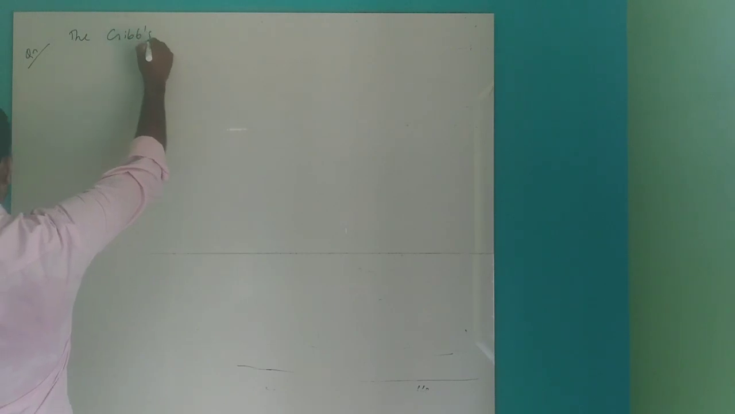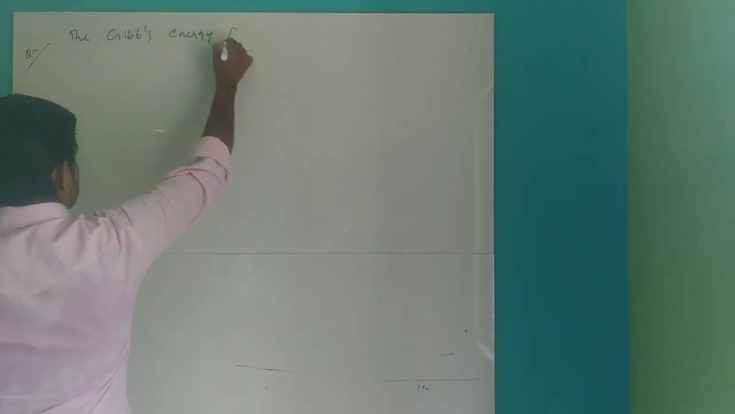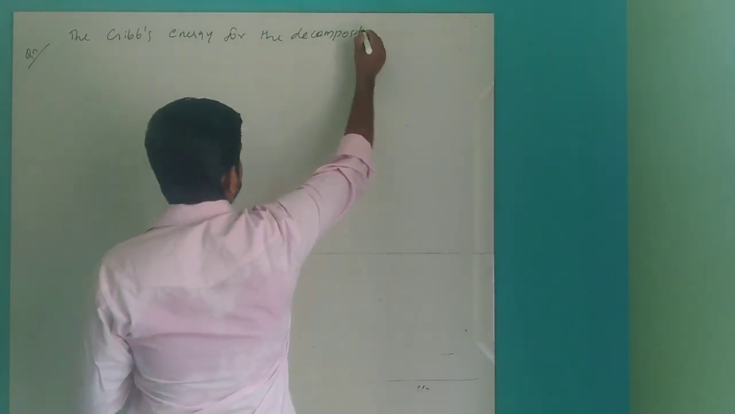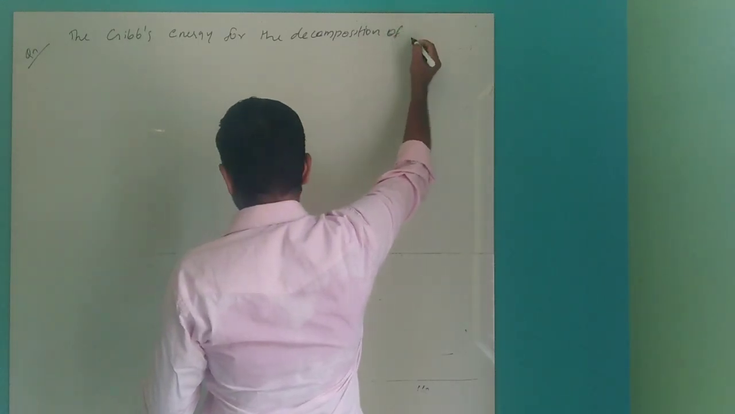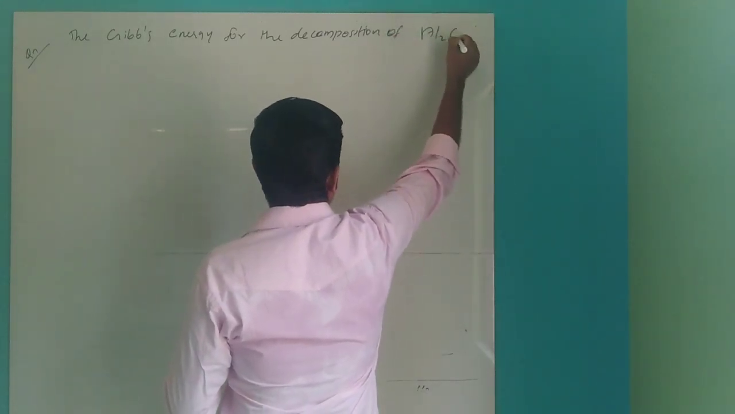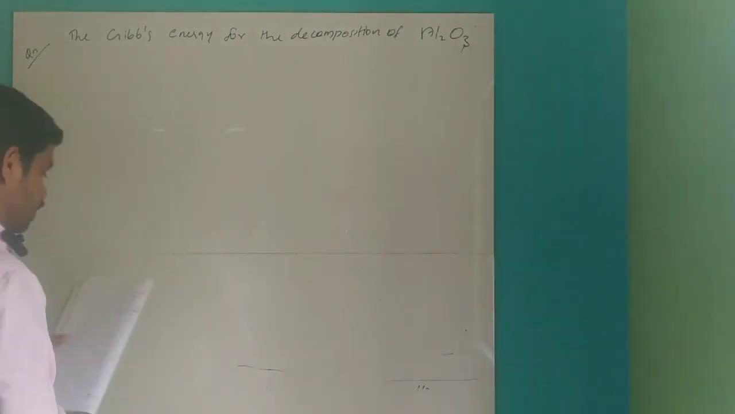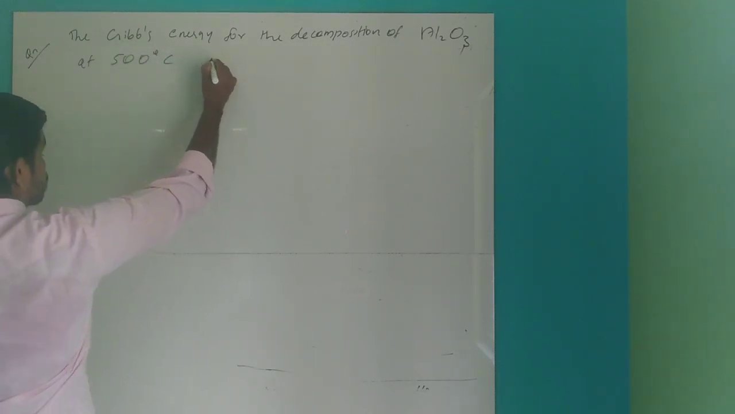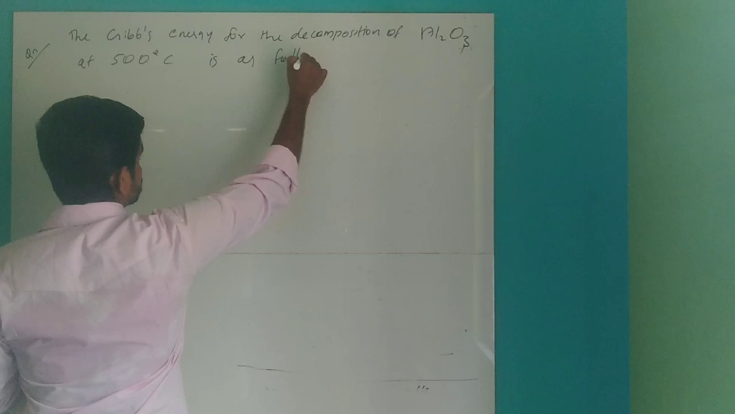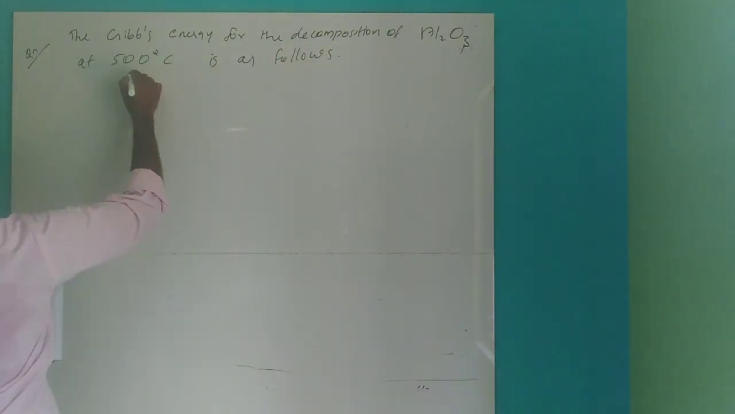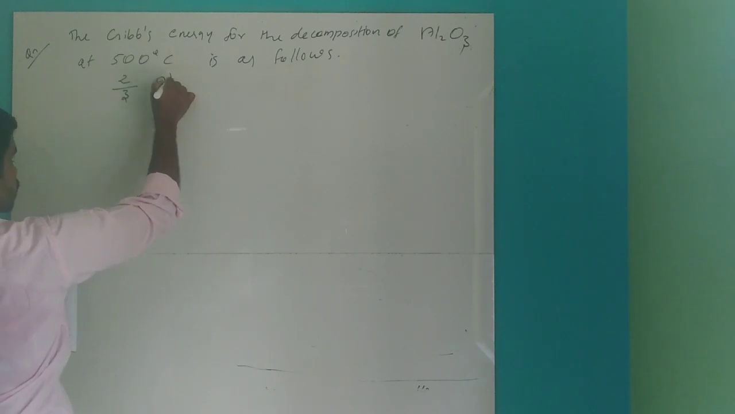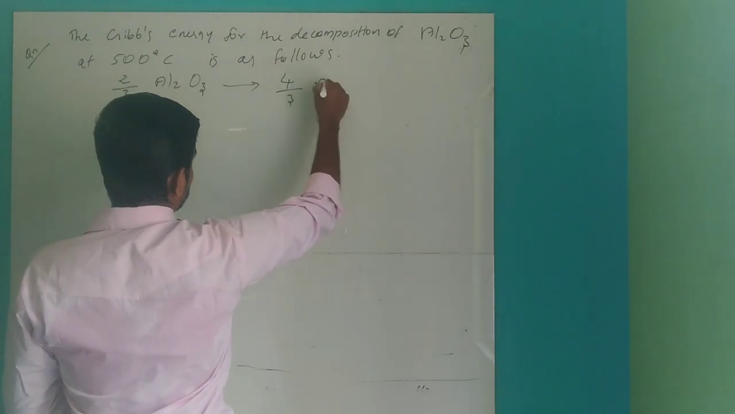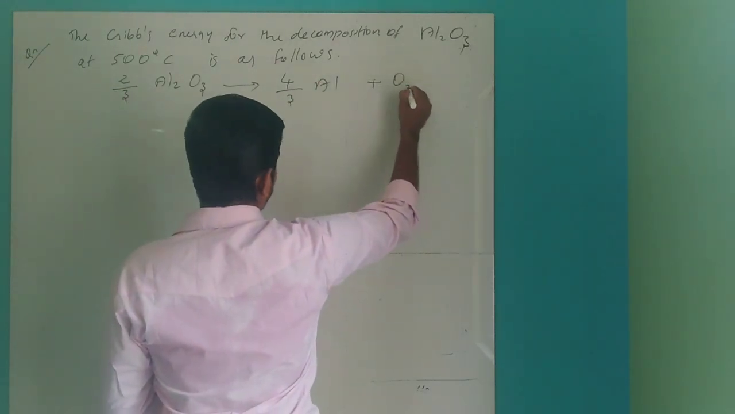The Gibbs energy for the decomposition of Al2O3 at 500 degrees Celsius is as follows: 2 by 3 Al2O3 gives 4 by 3 Al plus O2.